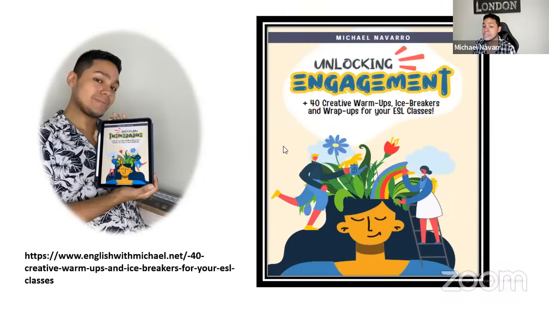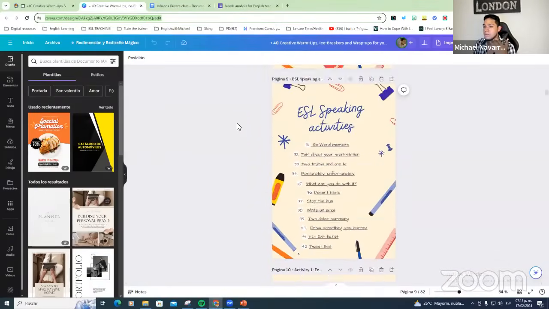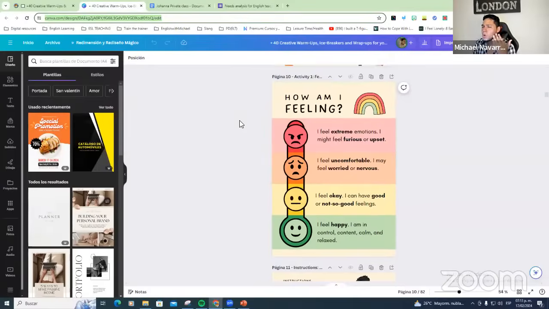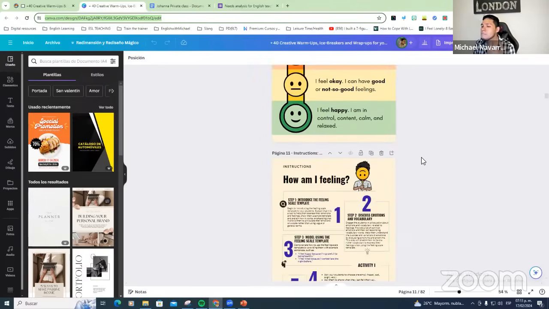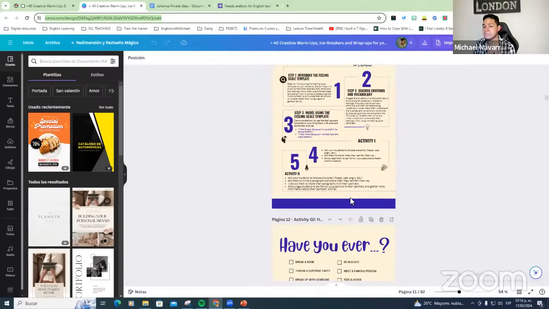I'm going to share with you some examples so that you can get a clear understanding of what my book contains. So there are more than 40 activities. This is one: the feeling scale. You have the template, you can print it, you can download it, but most importantly, you have the instructions so that you can execute the activity properly. And if you are teaching students from different levels, the instructions are very clear because they help you modify the activity according to your context or the level of your students in simple steps.